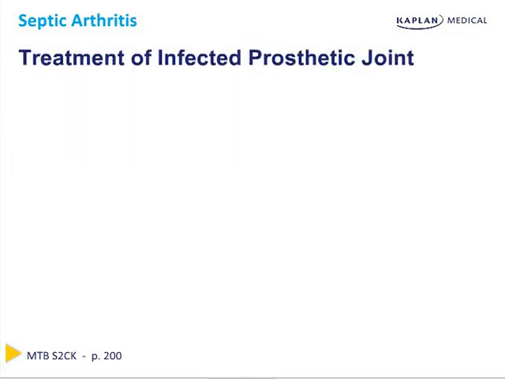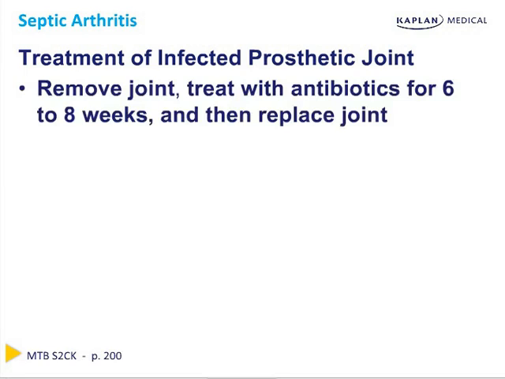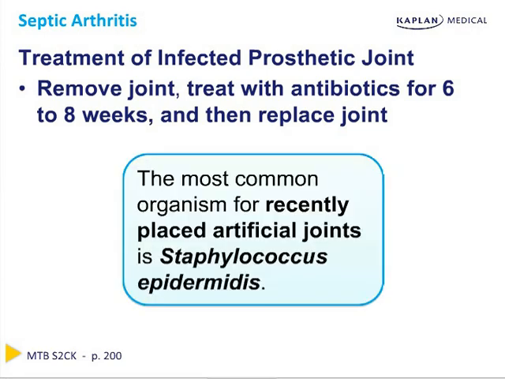It is much harder to clear or sterilize septic arthritis associated with the prosthetic joint without removing the actual joint. Therefore, the first step is to remove the joint, treat with antibiotics for 6 to 8 weeks, and then replace the joint. The most common organism for recently placed artificial joints is actually Staph epidermidis.